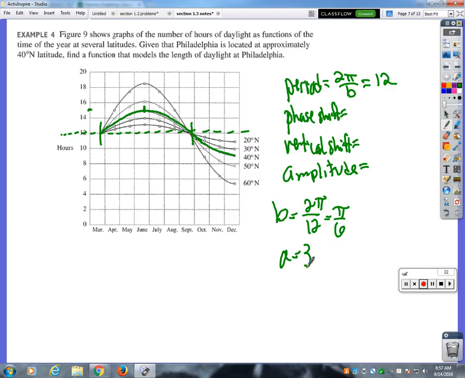Okay, how far to the right? We've decided to do cosine, so this is essentially our starting point. How far to the right is that spot?